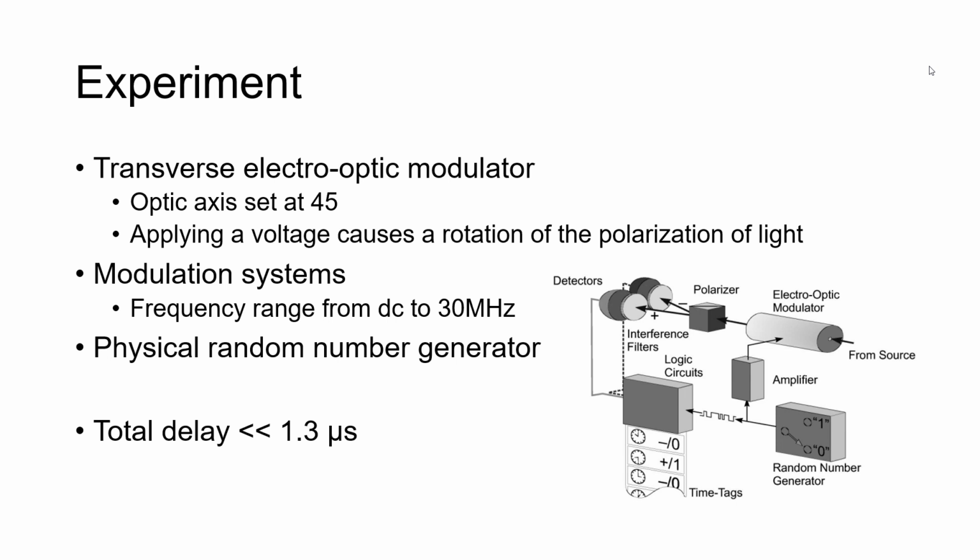The total of the delays occurring in the electronics and optics of the random number generator, sampling circuit, amplifier, electro-optic modulator, and avalanche photodiodes was measured to be 75 nanoseconds. This is much shorter than 1.3 microseconds, the time after which any information about the other observer's measurement could have arrived.